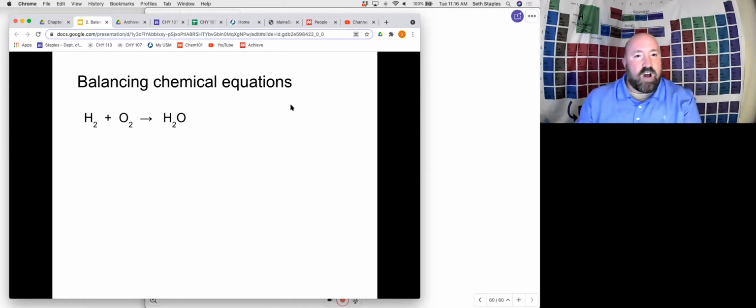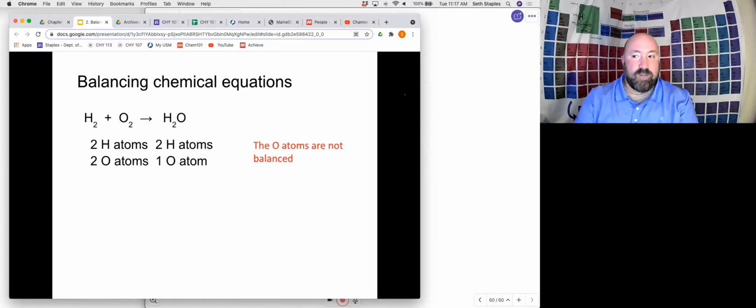But now let's look at our conservation of mass. We started out with 2 hydrogens, and we still have 2 hydrogens. So that's good. We started out with 2 oxygens, but now we only have 1 oxygen. The law of conservation of matter tells us that cannot happen. Atoms cannot be created or destroyed, so we can't just lose an oxygen. And so what we say, we do a little count here. We say that the oxygen atoms are what we call not balanced. We don't have the same number on both sides.